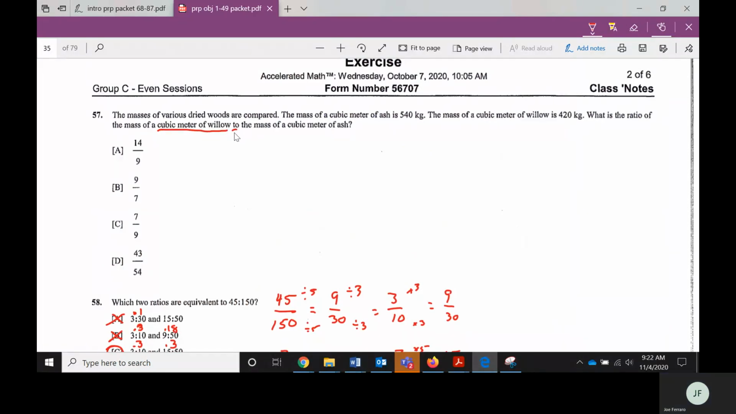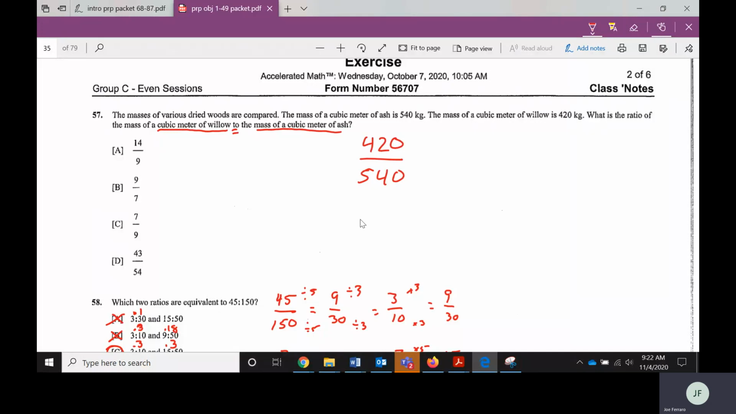So they're giving you one item you're looking at, and then the word "to", and then the other item you're supposed to compare it with. Now you always go in the order they ask the question. So they want willow to ash. It doesn't matter which order they give you the information in, you want the order they say it. So first to second. Whatever they say first goes on top. So they want willow on top, which is 420, and ash on the bottom, which is 540.